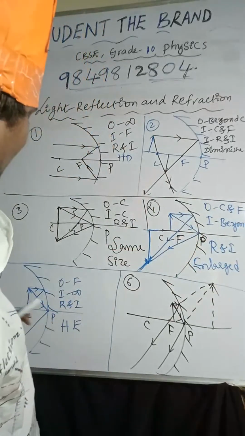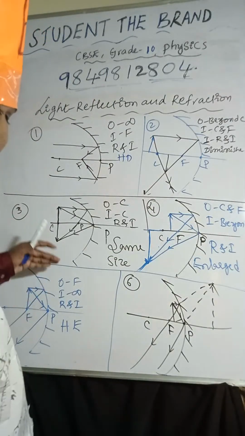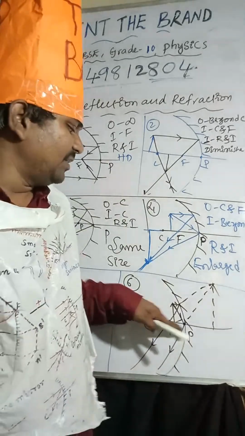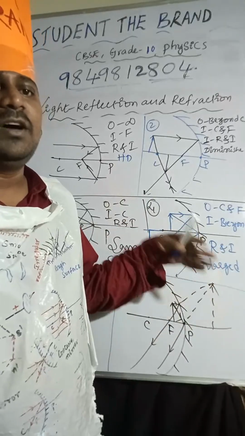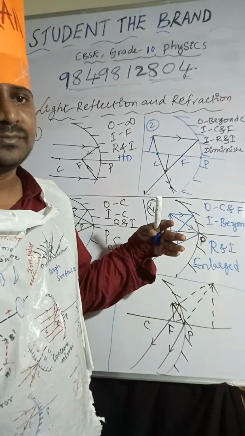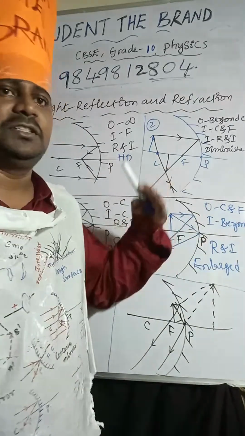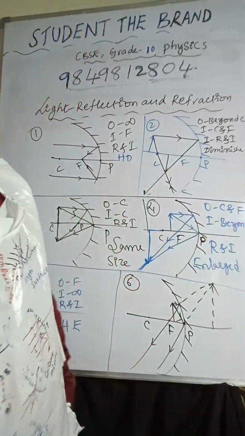Object is placed at F. Image will form at infinity. Nature of the image is real and inverted and highly enlarged. Object is placed between F and P. Image will form behind the mirror. Nature of the image is virtual, erect and enlarged. Is it clear? Yes.